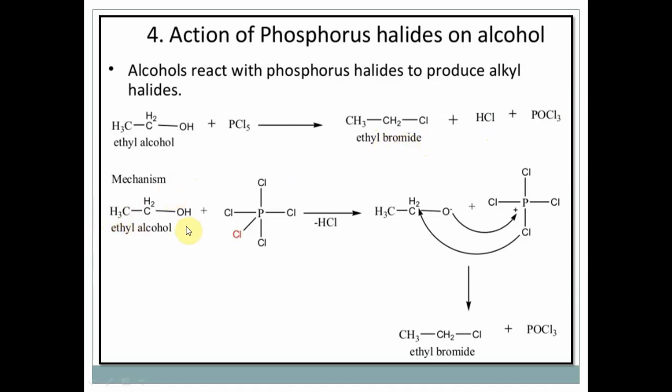Mechanism: ethyl alcohol. This is the structure of phosphorus pentachloride. This Cl and this H are removed from here and we get this anion, and this oxygen lone pair is attached to the phosphorus positive, and again Cl is removed from here and goes to this carbocation, and we will get ethyl chloride and POCl3.